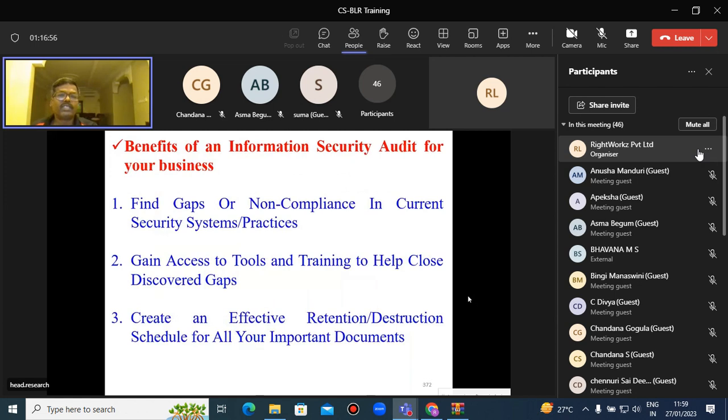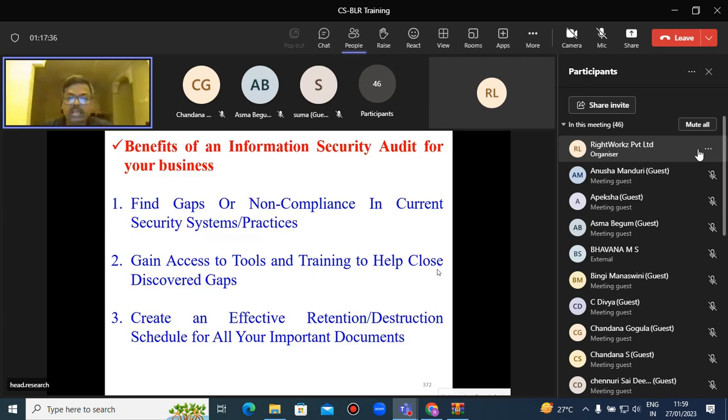Then what are the benefits of an information security audit for your business? See, there are 3 benefits. First one is find gaps or non-compliance in current security systems or policies. That is called the first benefit of an information security audit for your business. Then gain access to tools and training to help close discovered gaps. Then third one, create an effective destruction schedule for all your important documents.